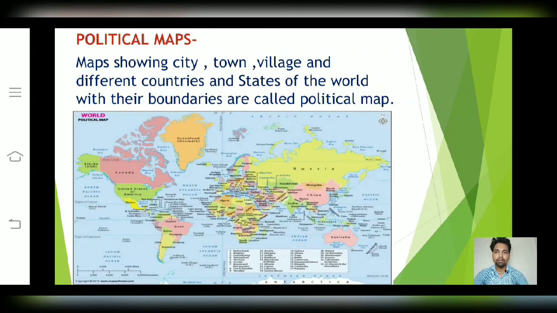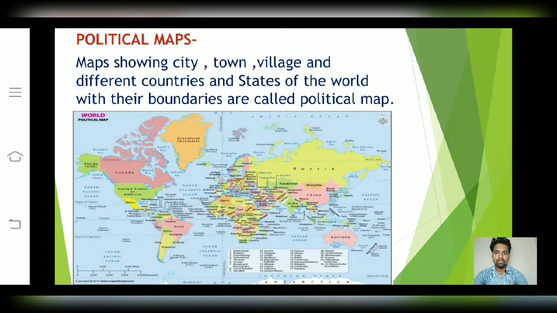Friends, a map in which cities, towns, villages and different countries and states of the world and their respective boundaries are shown, these types of maps are known as political maps. Friends, a world map is given there which is different from the previous one. The previous one was a physical map, but here is the political map.